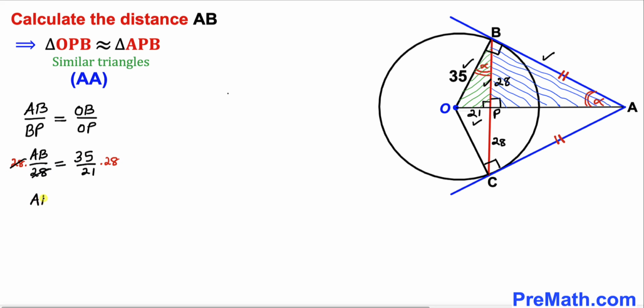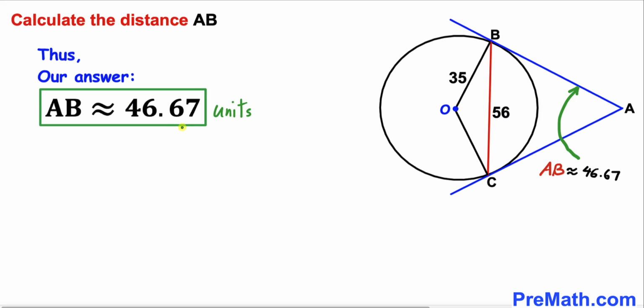So our AB length is going to be approximately equal to 46.67 units. So thus our length AB turns out to be approximately equal to 46.67 units.